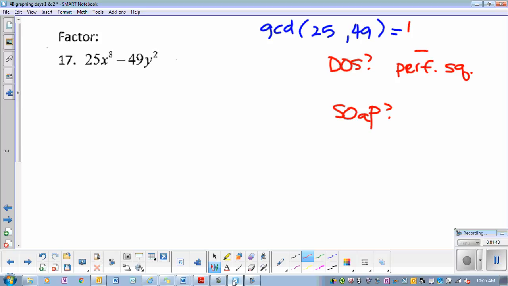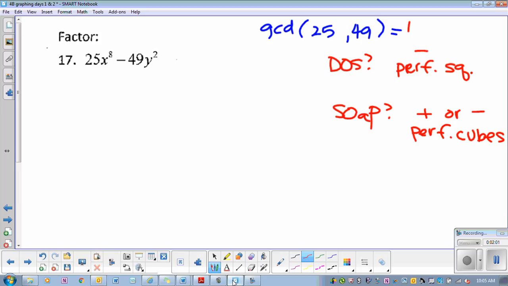Right? Like I can take the square root. Turn your sound off, okay? But SOAP, it could be a plus or a minus, and they all have to be perfect cubes. Okay?